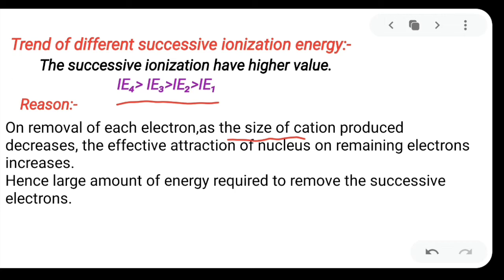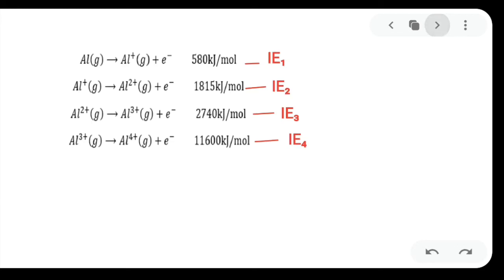एंड कैटायन का साइज ग्रेजुअली डिक्रीज होता है. जब कैटायन का साइज डिक्रीज होता है, न्यूक्लियर इफेक्टिव अट्रैक्शन ऑफ न्यूक्लियस ऑन रिमेनिंग इलेक्ट्रॉन्स इंक्रीजेस, ये बढ़ जाता है. इसीलिए हमको ज्यादा अमाउंट ऑफ एनर्जी लगता है टू रिमूव द अदर इलेक्ट्रॉन्स. हेंस आयनाइजेशन एनर्जी और सक्सेसिव आयनाइजेशन एनर्जी इज इंक्रीजिंग ग्रेजुअली. नाउ लेट अस सी वन एग्जांपल ऑफ aluminium.